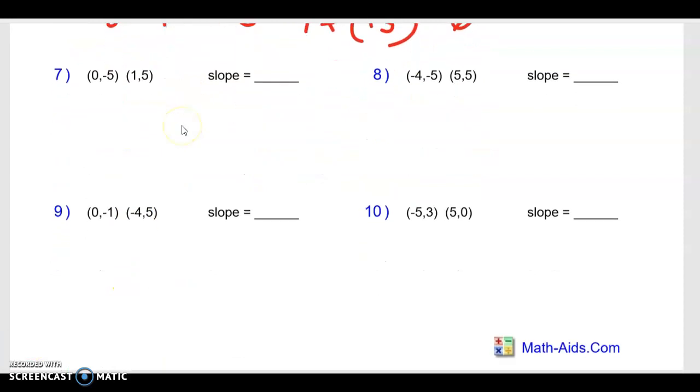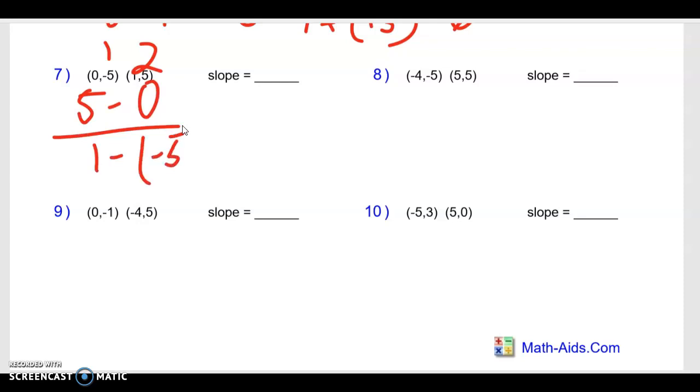All right, so let's look at number 7. I'll go back to doing it this way and do 1 and 2. So we have 5 minus 0 over 1 minus a negative 5. 5 minus 0 is going to give us 5, and 1 plus 5 gives us 6. So our slope on number 7 is 5/6.